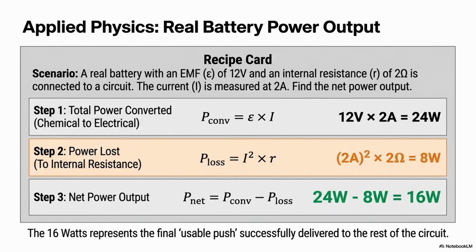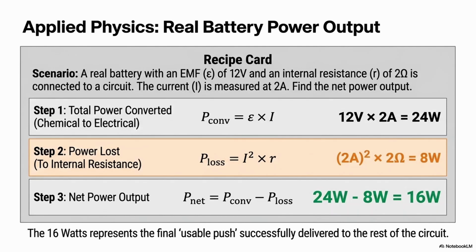But then we hit the internal toll booth we talked about, the power loss to internal resistance, our I squared R formula. Right. 2 amps squared is 4, multiplied by the 2 ohms of internal resistance gives us 8 watts of power entirely lost. So we subtract the loss. The battery's chemicals create 24 watts of energy, but it loses 8 watts just fighting through its own internal sludge. Exactly. So the net power output, the actual usable energy successfully delivered to the rest of your device, is only 16 watts. It's a massive energy tax.